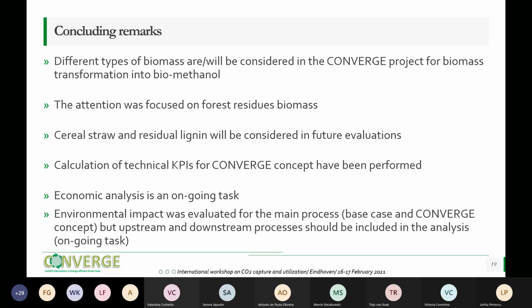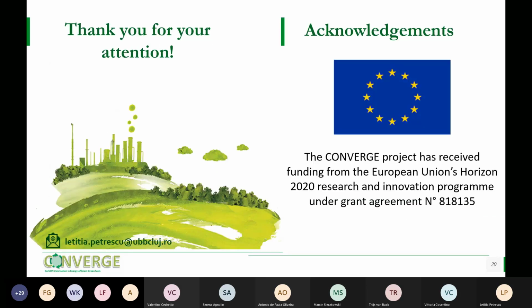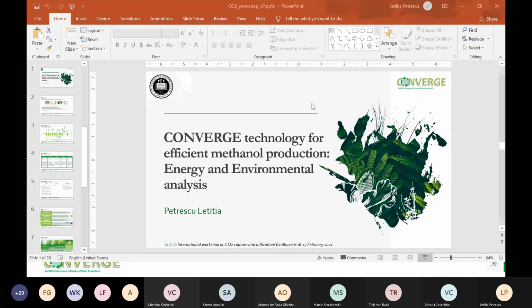The calculation of the technical key performance indicators for the Converge concept has been performed. The economic analysis is an ongoing task, and environmental impact was evaluated only for the main process, I mean for the base case and for the Converge concept, but upstream and downstream processes should be included in the analysis. That's all. Thank you for your attention.